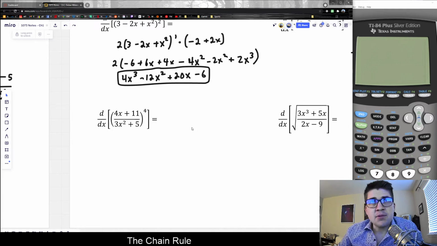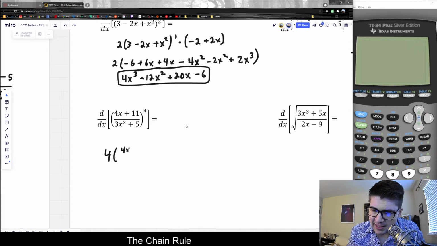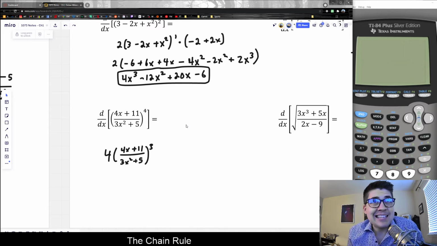Again, key steps are take the derivative of the outside first. So the fourth power is what's on the outside. Keep the inside the same. So I can drop the power and subtract it by 1. And that's almost it. That's really easy. That's how you might guess it would work if we didn't know any better.